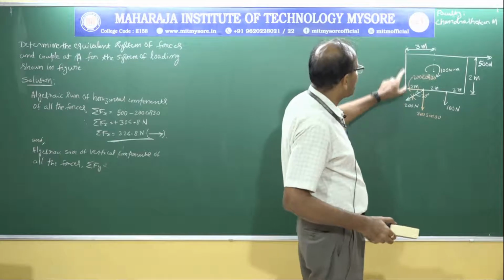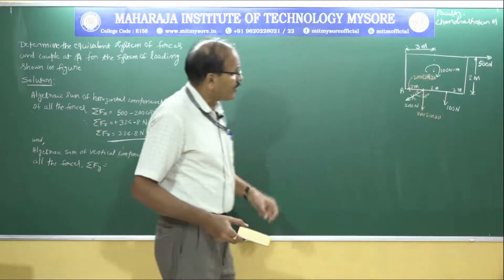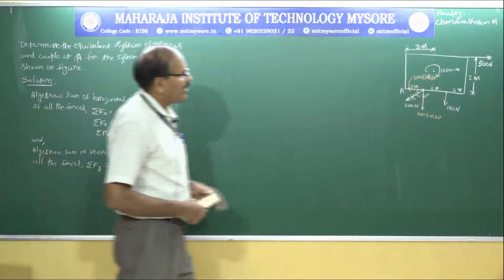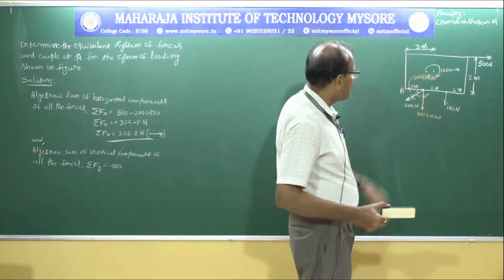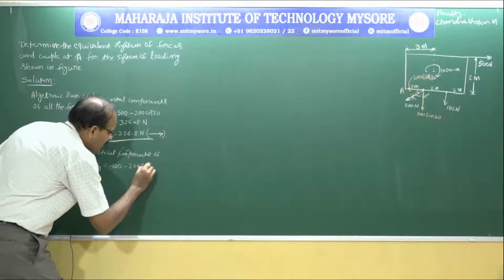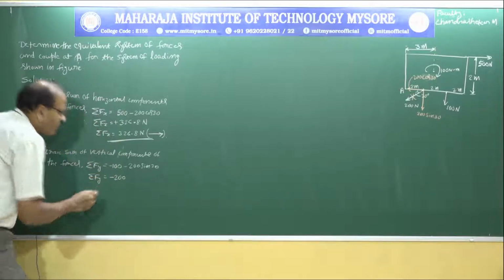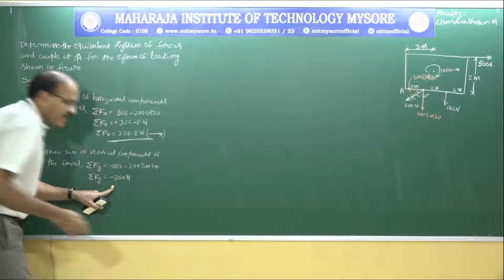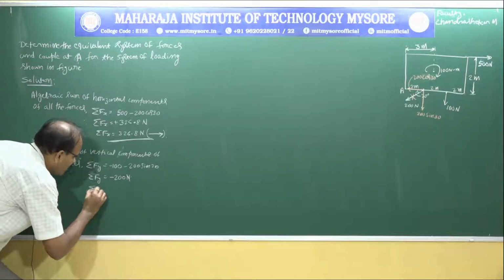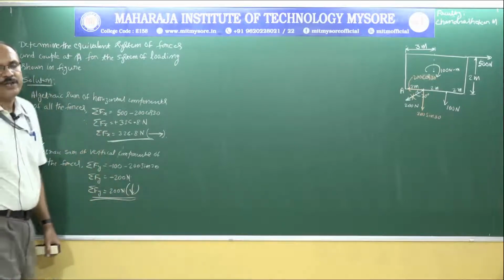I'll start from here. There is no vertical force here, no vertical force, no vertical force. I'll come here. That is 100 Newton. So it is minus because it is acting downwards. And vertical component of 200 Newton is 200 sine 30. Again, it is acting downwards. So it is minus 200 sine 30. Finally, it is minus 200 Newton, sigma Fy. So once it is minus, as per our sign convention, sigma Fy equal to 200 Newton should be acting downwards. So I'm going to take out the minus sign, simply write the numerical value, and finally write the arrow which is pointing downwards.